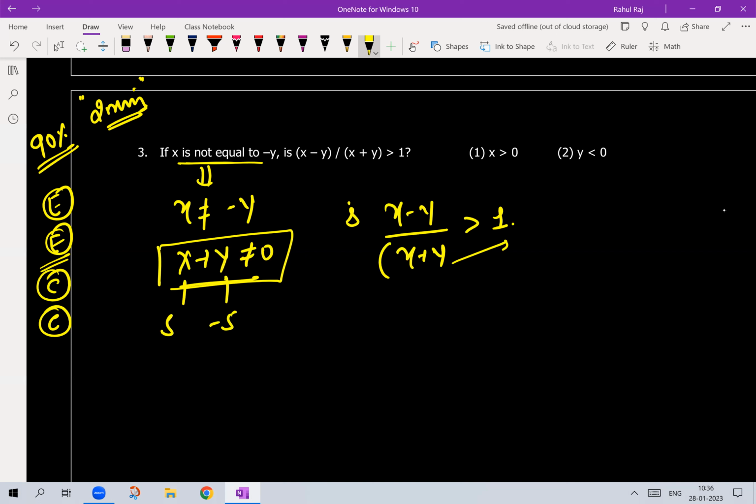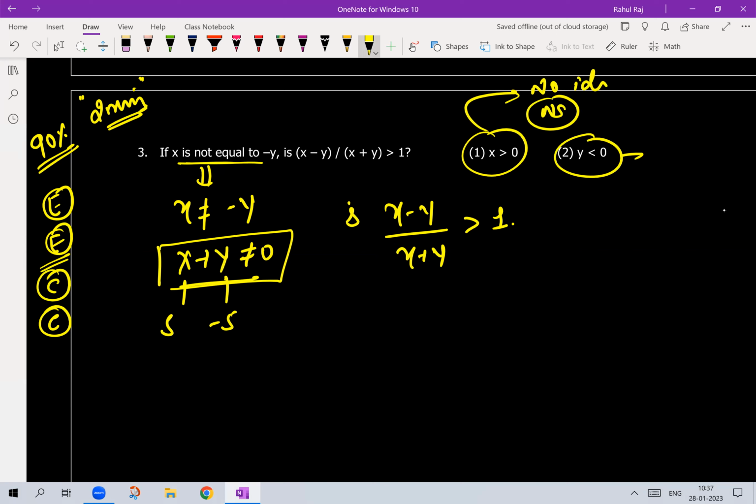You should 100% know right from the question that x plus y is positive, only then will you be able to cross multiply, else you should not. So this is a normal question that we have. Option number 1 says x is greater than 0. I can straight away say no idea about y, so not sufficient. Option number 2 says y is less than 0. I can say straight away no idea about x, not sufficient.